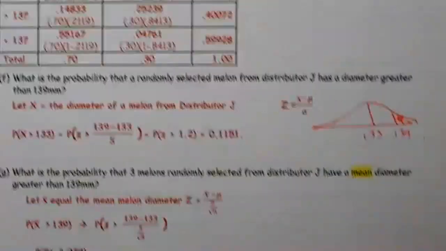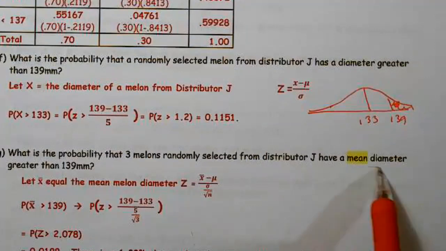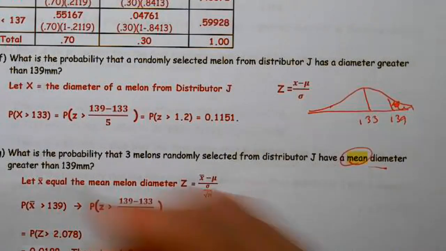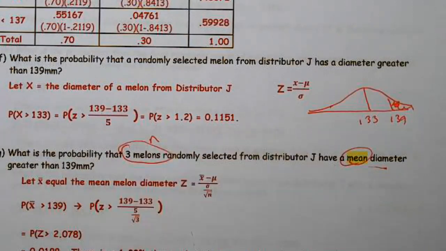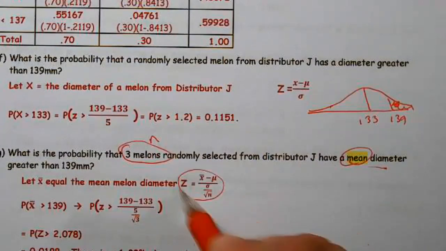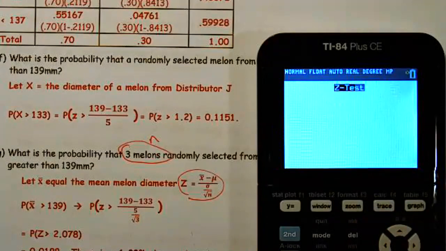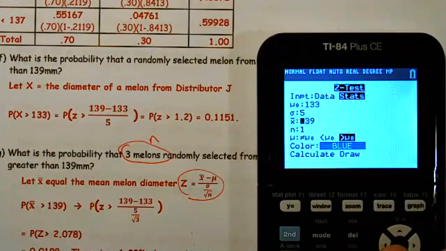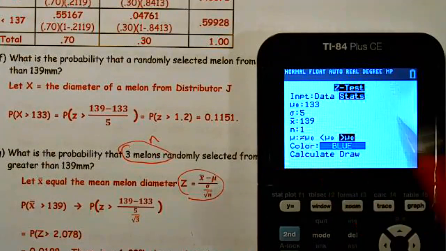The next one says, what is the probability that 3 melons randomly selected from distributor J have a mean diameter greater than 139? So now we're looking at the mean diameter, and we have not just 1, but 3. Consequently, we're working with this formula. That's very easy again, stat test, z-test. Everything's the same, except now I need to adjust my sample size to size 3.